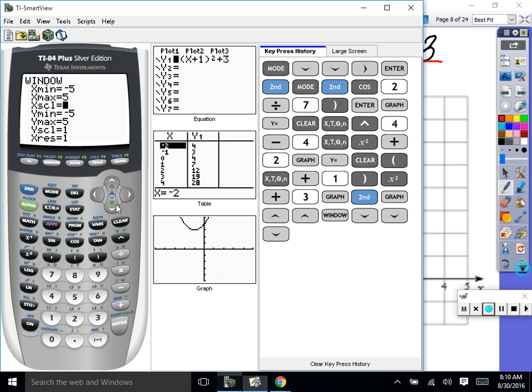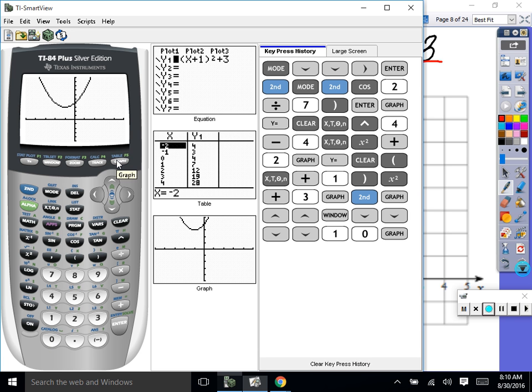So I'm going to go down to Y max, because right now I can only see up to 5. And I'm going to hit positive 10, because Y max is the Y values up here, which are positive, so that has to be positive. And now I'm going to hit graph. Do you see how I can see a little bit better? Okay, anyways. Now hit second graph.